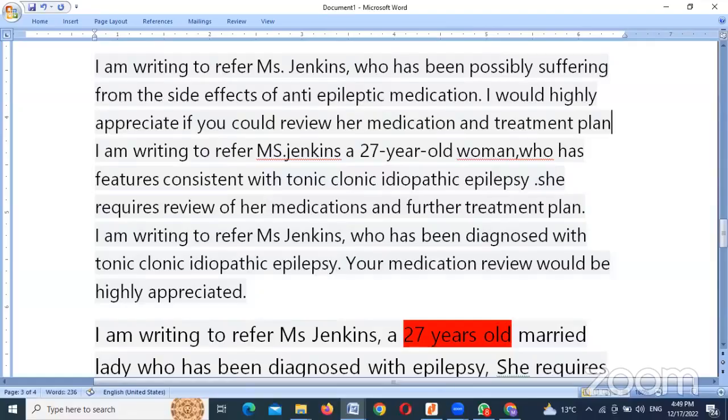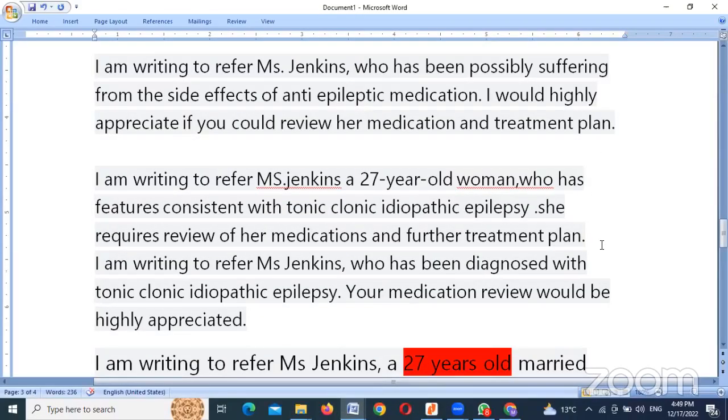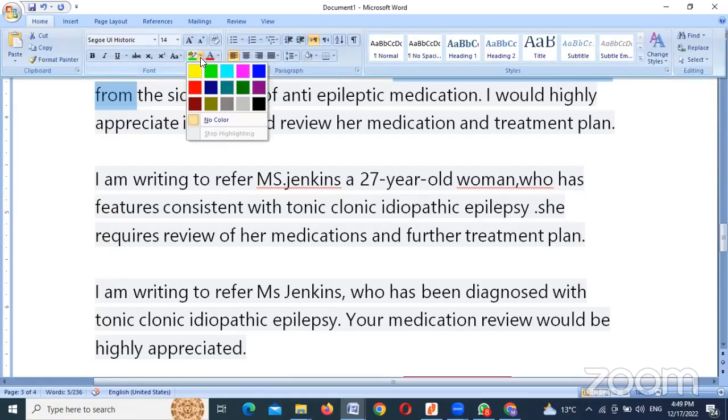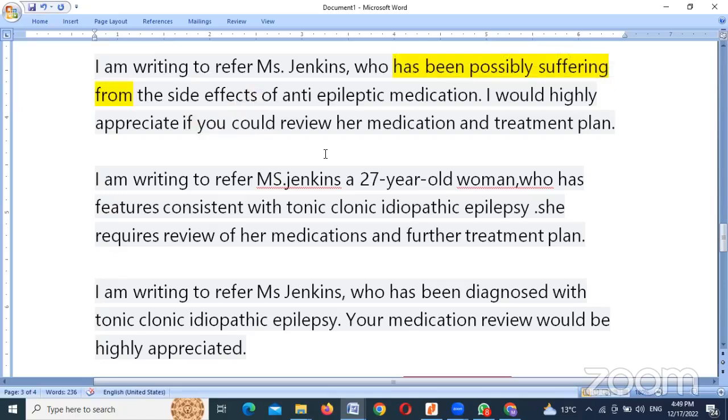So this is Dr. Nadeem's, okay. I'm writing to refer Miss Jenkins, who has been possibly suffering from... Why are you making it a little bit difficult, Dr. Nadeem? Just make it easy. Who has possible, okay? "Suffering from" is mostly not liked in your OET exam, okay?